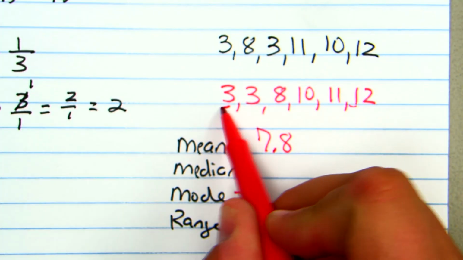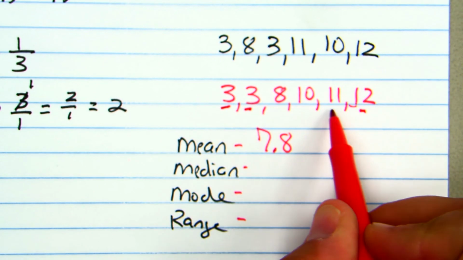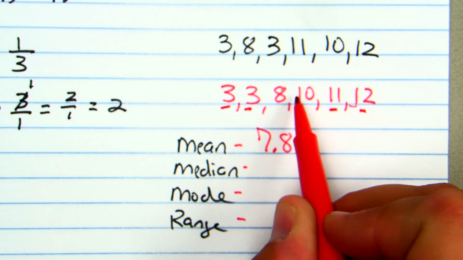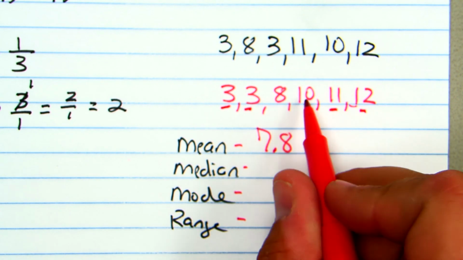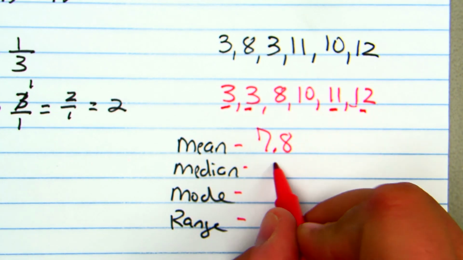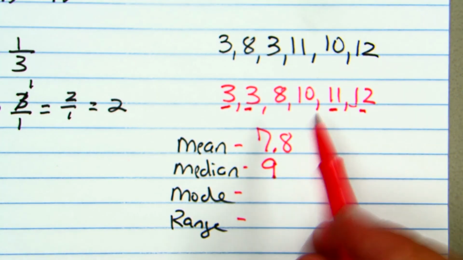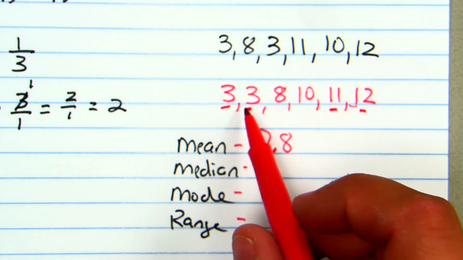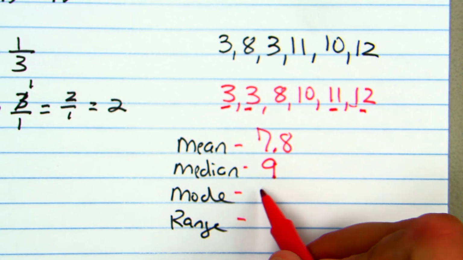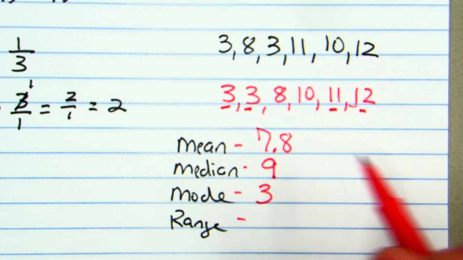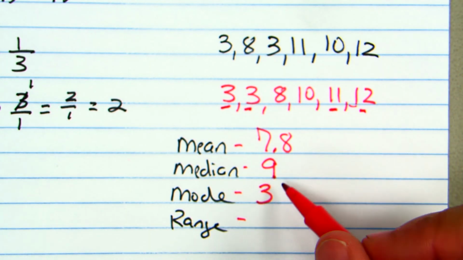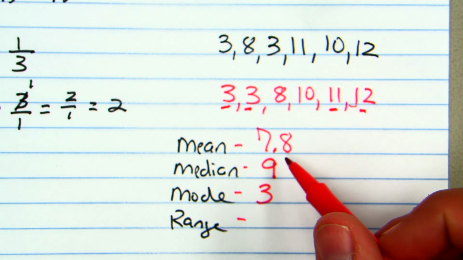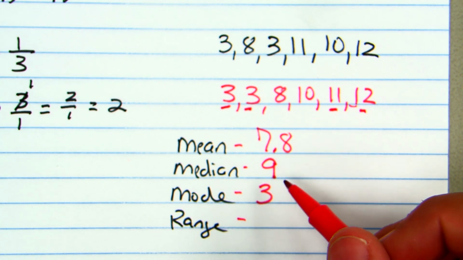The median, I'm just going to work my way in. So 8 and 10 are my two numbers in the middle. I'm going to average 8 and 10, add them together, get 18, divided by 2. Median is 9. Mode is the number that occurs the most. 3 in this situation occurs more than once, so that is my mode. You can have one mode, as in this situation, where our mode is 3.